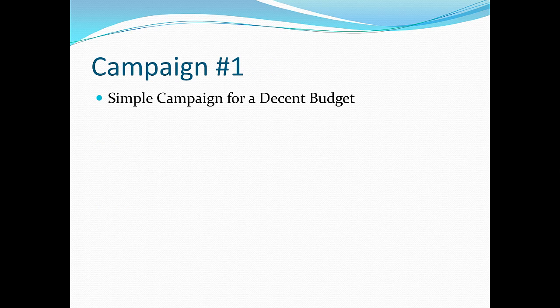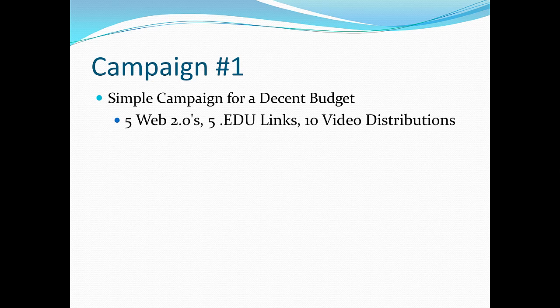And this is a simple campaign for a decent budget. Not an extraordinary budget. You could scale this up if you had a larger budget. This is just kind of what I'd call an average budget, just to see what this SEO stuff is all about. So the first is our content distributions.